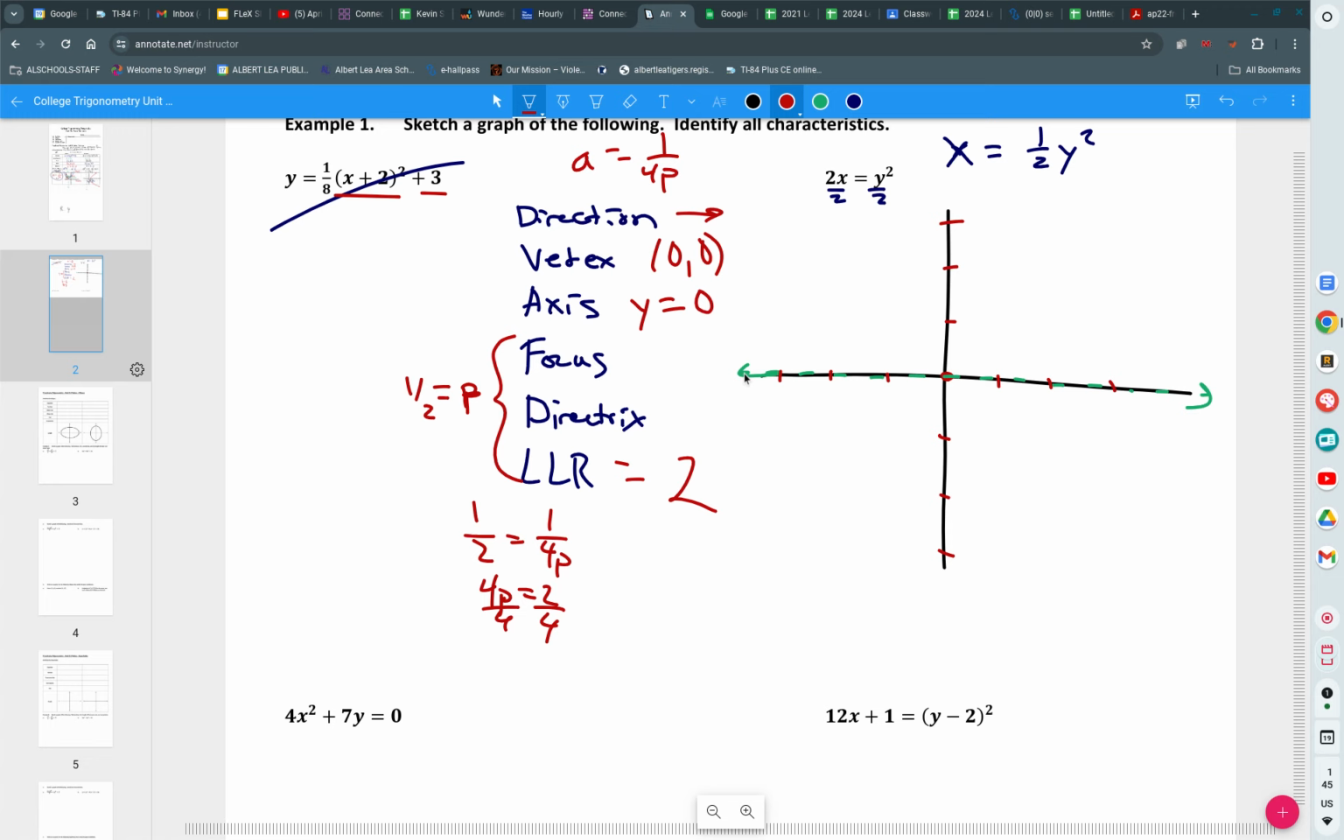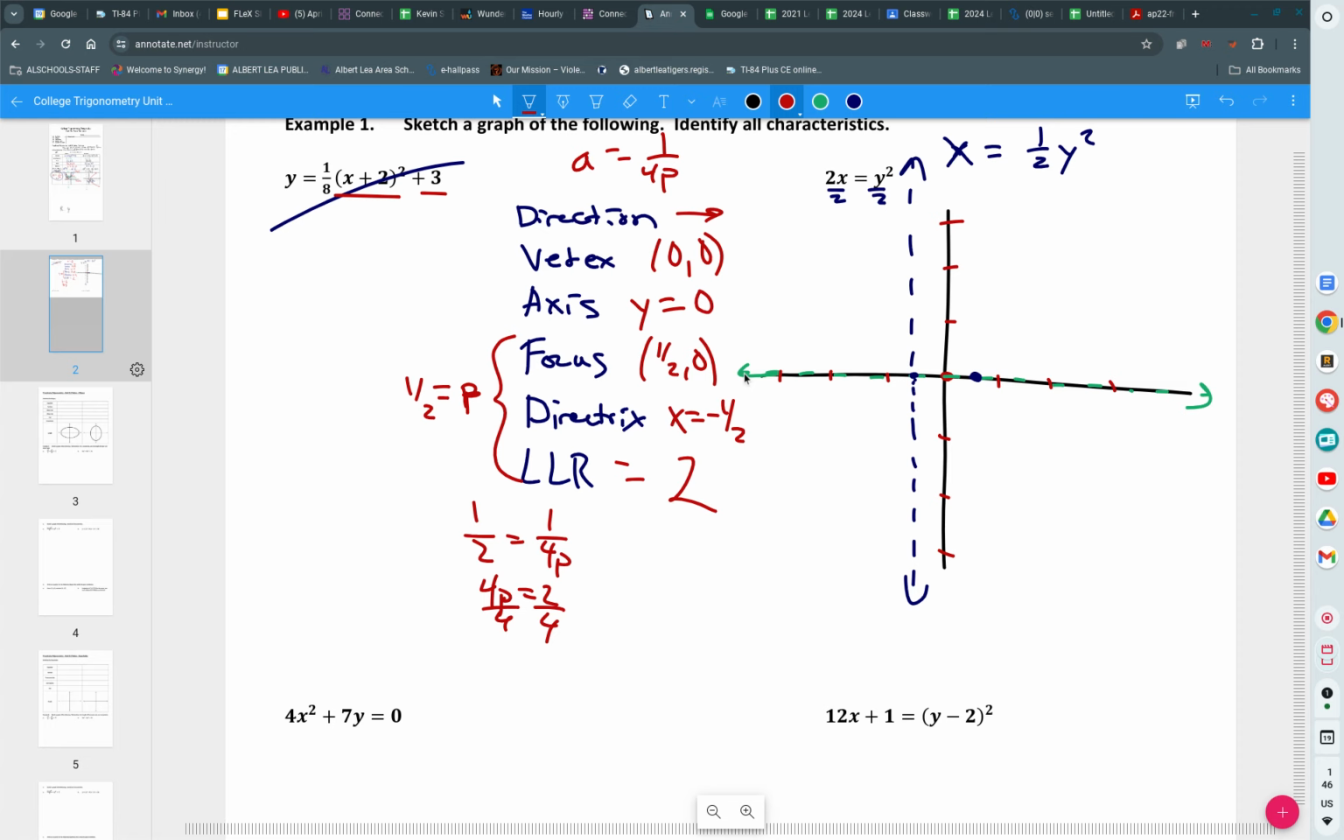The focus and the directrix, these are located P units from the vertex. So I move over a 1/2 unit, and that's my focus. Somebody name that coordinate for me. Not everybody at once. 1/2, 0. And then everybody says, oh, this is good. I like that. Thanks. And then I move the other direction, a 1/2 of a unit, and I draw a vertical line that has the equation x is equal to -1/2.